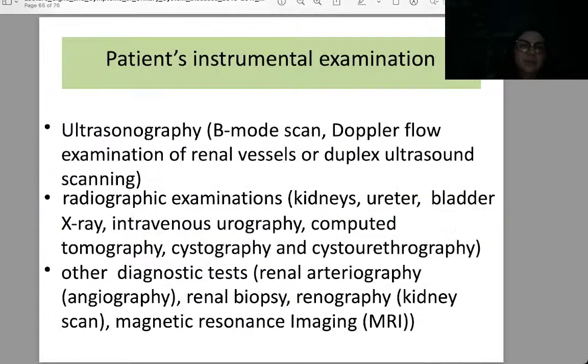Instrumental patient examination includes ultrasonography or ultrasound. Here we use B-mode scan or Doppler flow examination of renal vessels or duplex ultrasound scanning. Radiographic examination can be X-ray of kidneys, ureter, bladder, intravenous urography, computer tomography, cystography, and cystoureterography. Other diagnostic tests include renal arteriography, angiography, renal biopsy, renography like kidney scan, and magnetic resonance imaging or MRI.